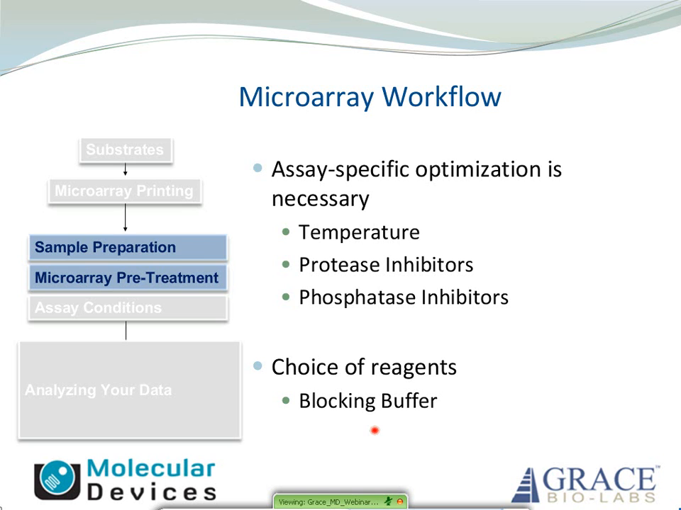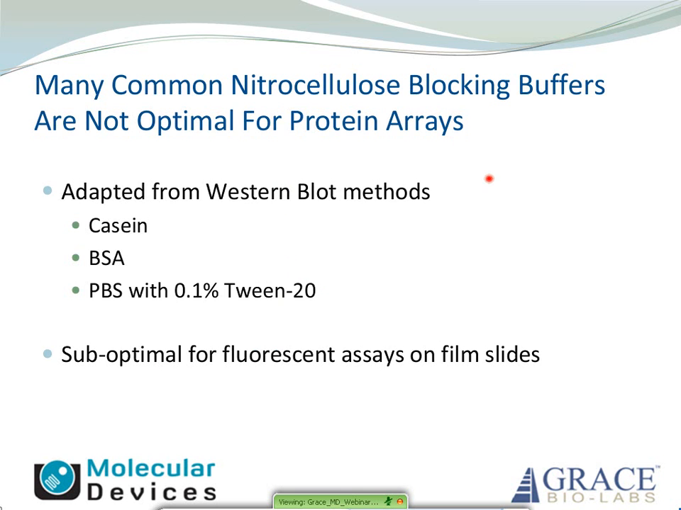Reagent choices can vary widely with application, but one substrate-specific reagent which we can discuss today is the choice of blocking reagent. Again, I'll choose porous nitrocellulose film slides as the example, but this is important for choosing the right buffer for all binding substrates. In the case of nitrocellulose, many protocols call for Western blot blocking conditions and reagents to block the nitrocellulose film microarrays. And for many applications, these reagents are just suboptimal and can lead to low signal-to-noise of the arrays.